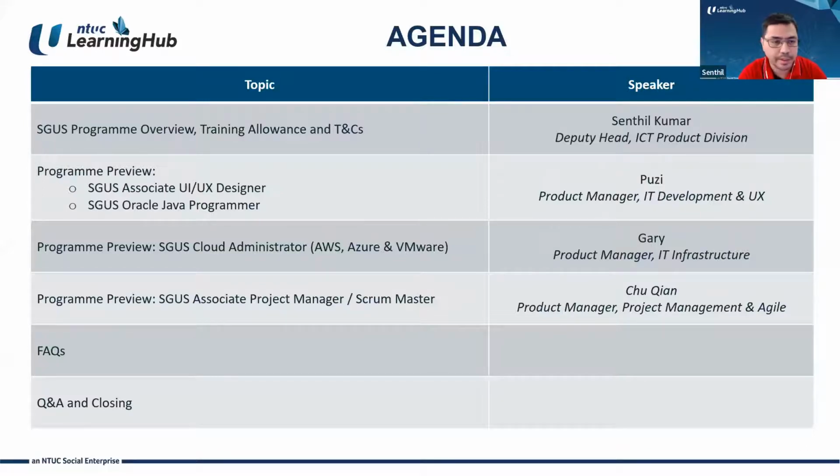After that, my colleagues are here with me today, Mr. Puzi, Gary, and Chu Chien, and they'll be walking you through the respective programs that they are managing. Puzi is going to talk about the Associate UI UX Designer program and the Oracle Java Programmer program, followed by Gary, who will talk about the Cloud Administrator program, and the last speaker, Chu Chien, will talk about the Associate Project Manager Scrum Master program.